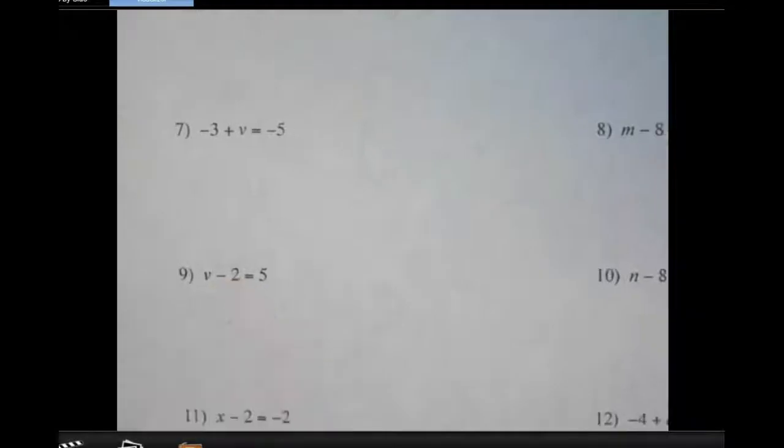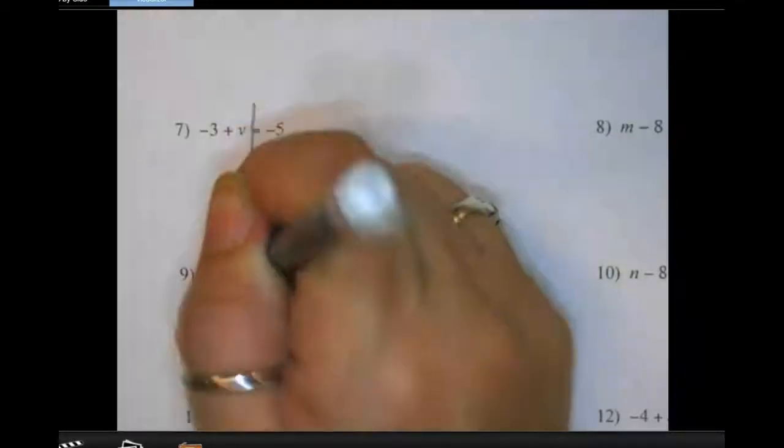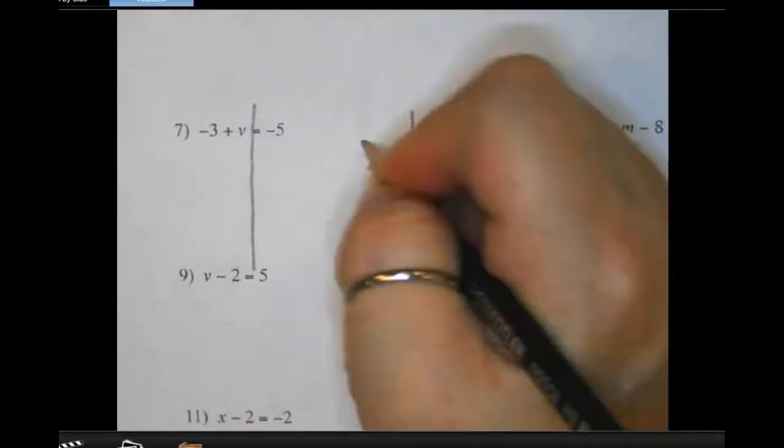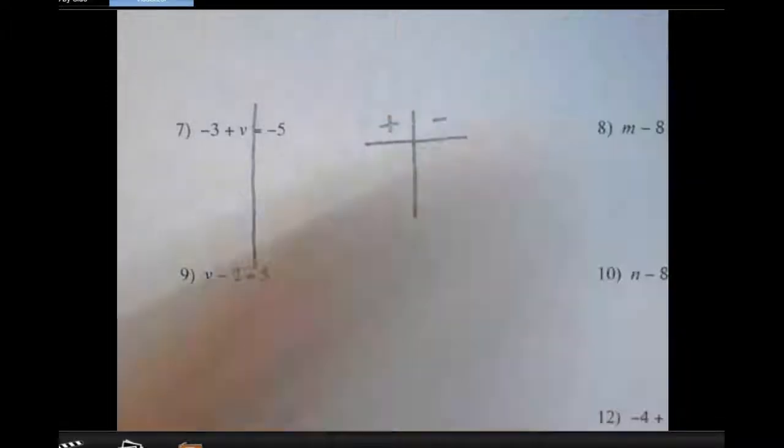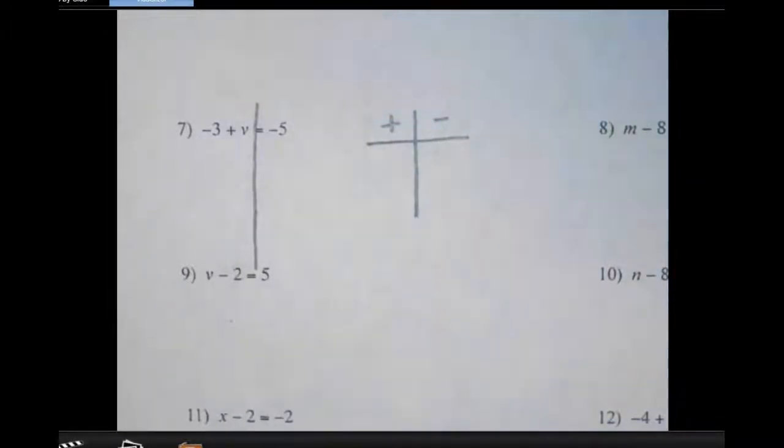So those both have been subtraction, right? So let's go ahead and look at number 7 right now. Let's look at number 7. Justin. Let's look at number 7. I'm going to draw my line, and I'm going to make my column. Everybody have that done? Okay.